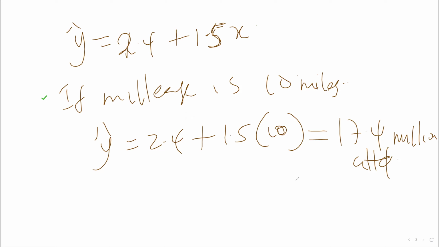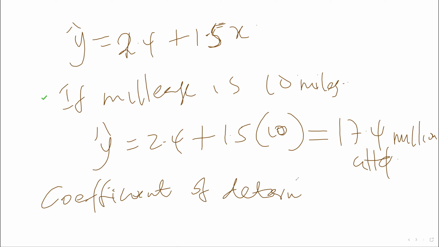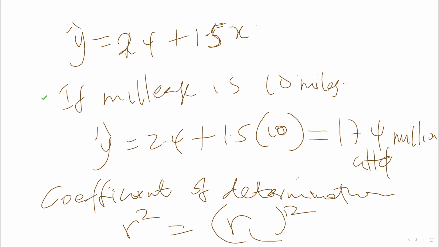Okay, next is that we need to find what we call the coefficient of determination. And how do we find that? I said we call it R squared, and it is nothing more than your Pearson's correlation. So how do you find the Pearson's product moment correlation?